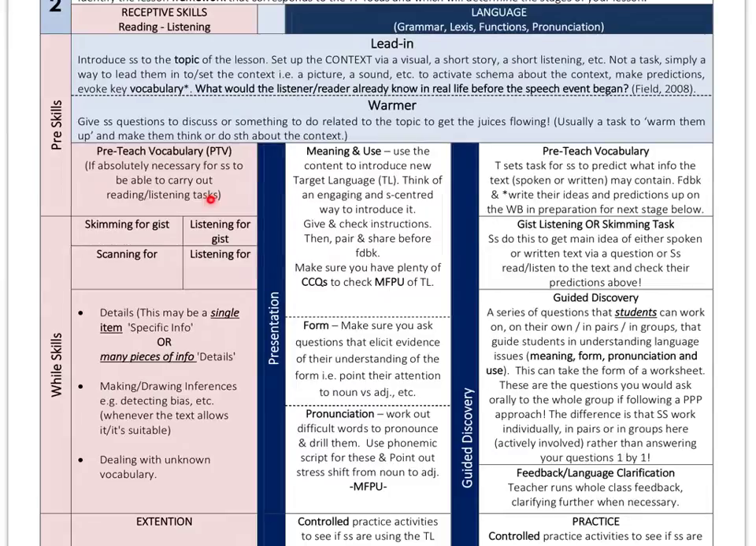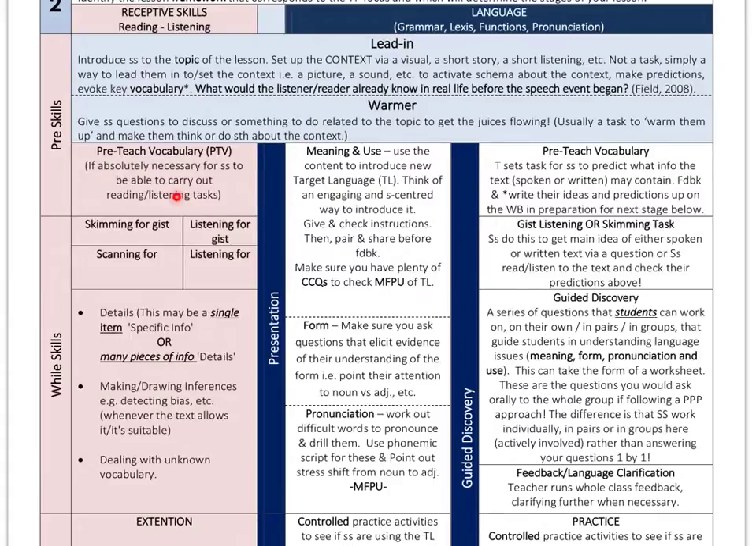It's not just random vocabulary. It's not all the vocabulary that we think they are not going to understand. No, it is vocabulary that they will need to be able to complete the reading or listening tasks. Now, how do we know what vocabulary to pre-teach? It's very simple. You need to read the text yourself when you're doing your lesson planning.